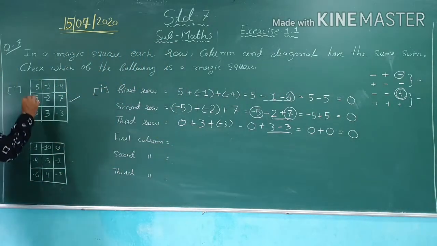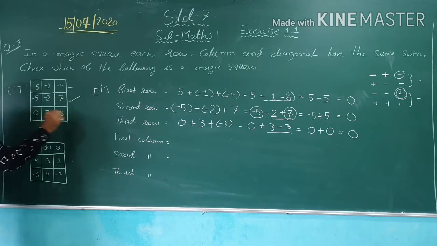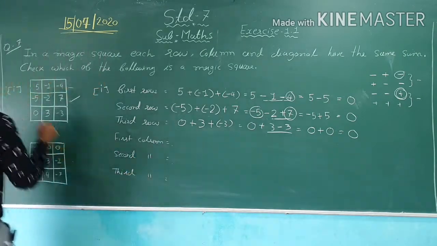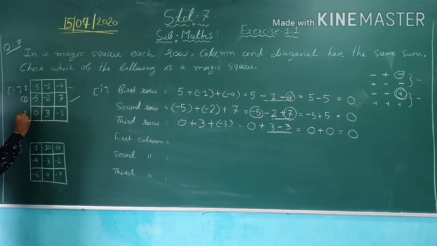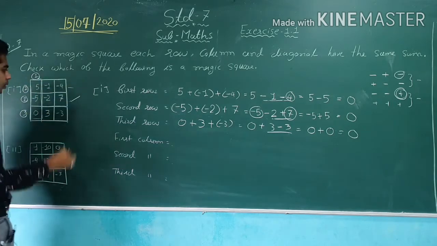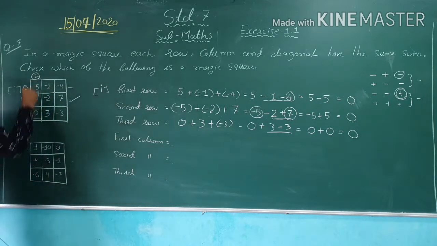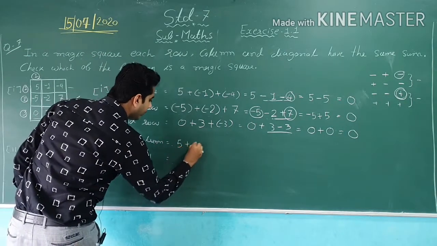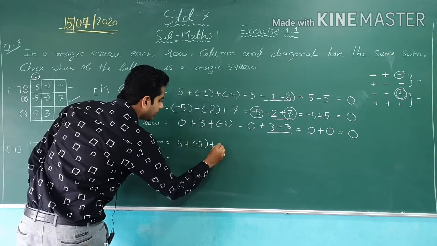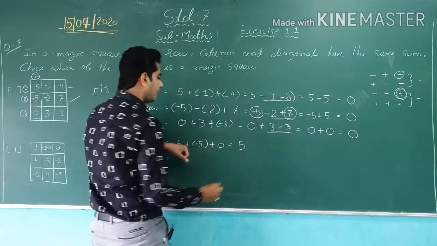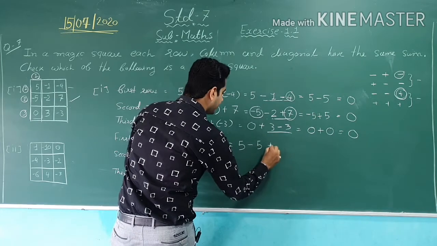Now let's do the column. See, first we did the row. Now about the column. So this is the first row, this is the second row, this is the third row. Now the column. See, this is called a column and the horizontal is called a row. So now we did horizontal, now we do vertical addition. 5 plus minus 5 plus 0. So 5 plus in the bracket minus 5 plus 0. See, 5 as it is, open the bracket, minus plus minus 5 plus 0.